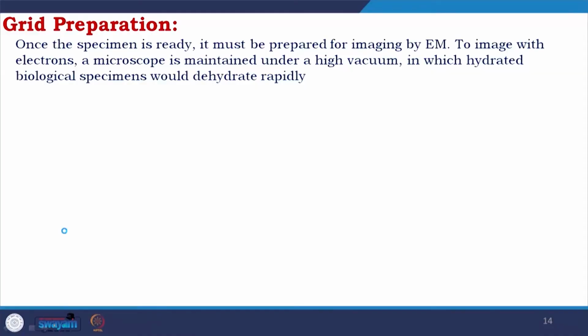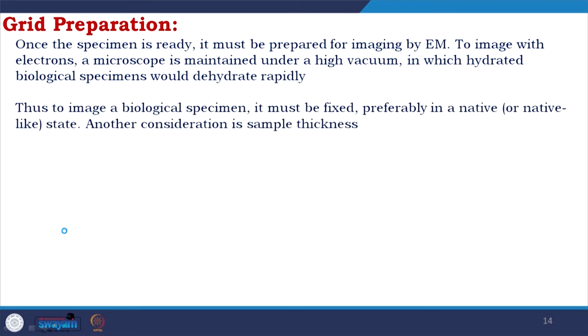Preparation of the grid. Once the specimen is ready, it must be prepared for imaging by electron microscopy. To image with electrons, a microscope is maintained under a very high vacuum in which a hydrated biological specimen would dehydrate rapidly. So, this is a very big problem.